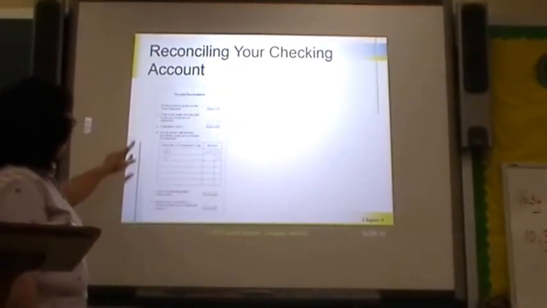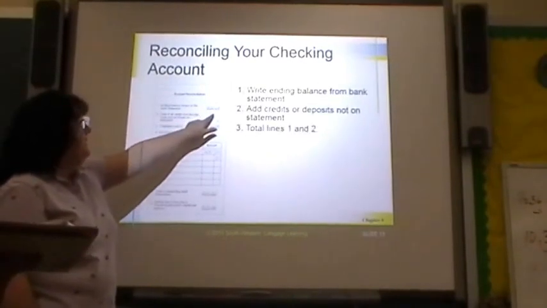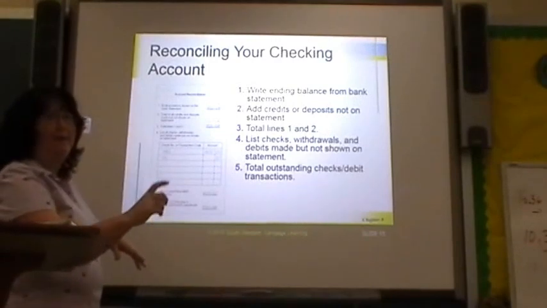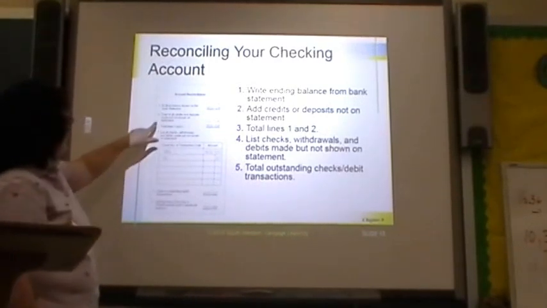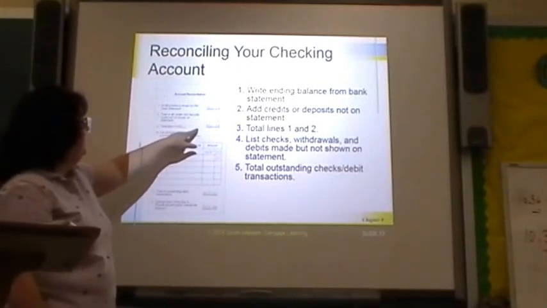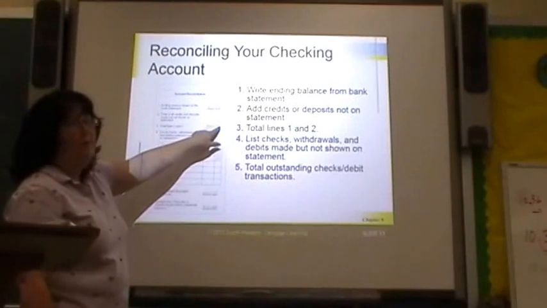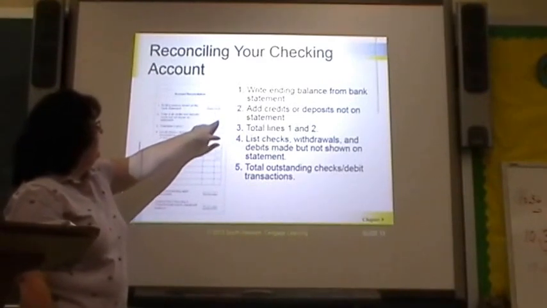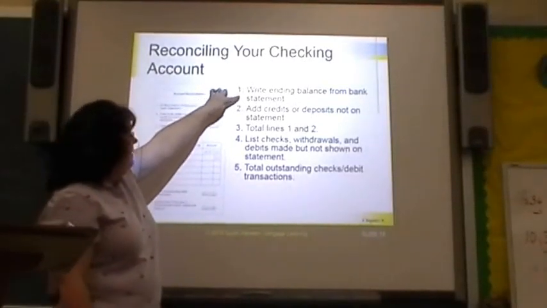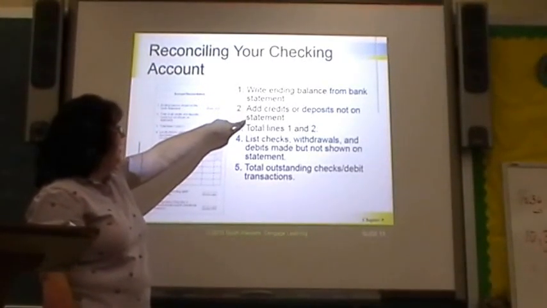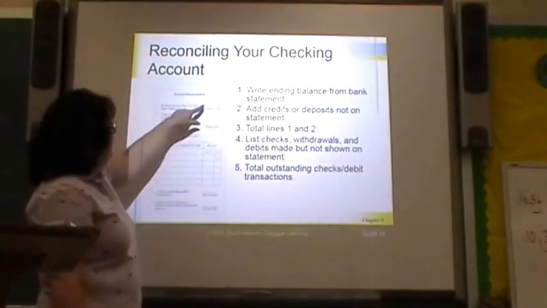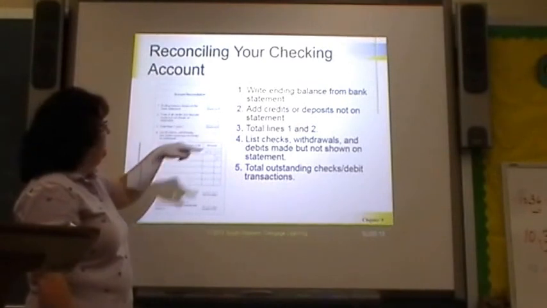So, ending balance shown on the bank statement. When you receive that bank statement, it's going to say ending balance. It's usually on the top right. The total of all credits and deposits made but not shown on the statement. If nothing happens, zero, then you should have the same thing, 926.68 here. So you write the ending balance, you add the credits or deposits not on the statement, put them here. You total those lines and you get this line 3.